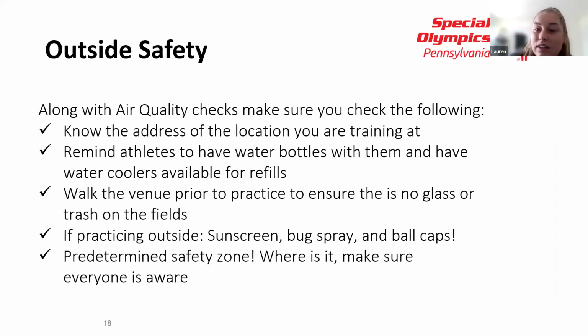Some outside safety reminders: air quality checks, and know the address of the location where you're training. Remind athletes to always have a water bottle for hydration. Walk the venue prior to practice just to make sure everything is safe and okay for the athletes to participate. If practicing outside, make sure you have sunscreen, bug spray, ball caps, and anything else that you may need for the athletes. Make sure everyone is aware of the predetermined safety zone if anything should happen.